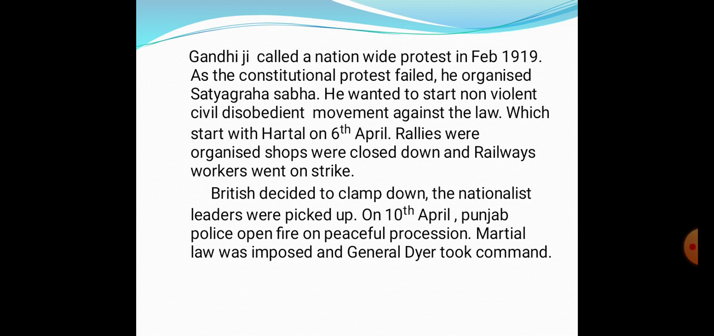As the constitutional protest failed, he organized the Satyagraha Sabha. He wanted to start a non-violent civil disobedience movement against the law, which started with a hartal on 6th April. Rallies were organized, shops were closed down, and railway workers went on strike. The British decided to clamp down on this movement.